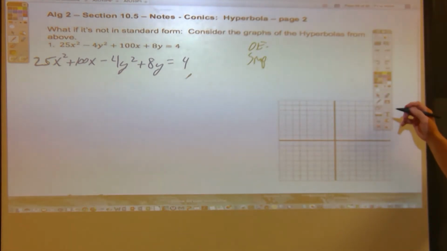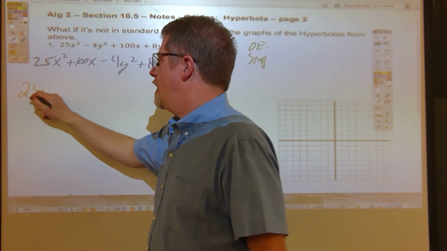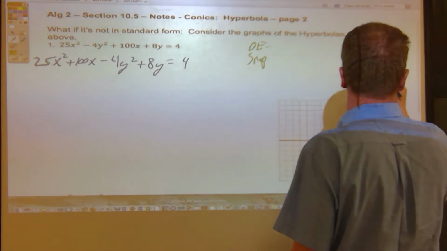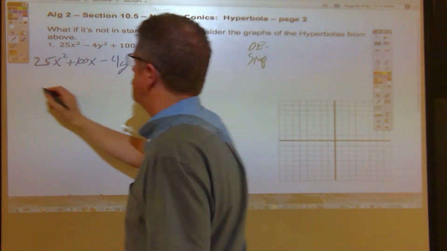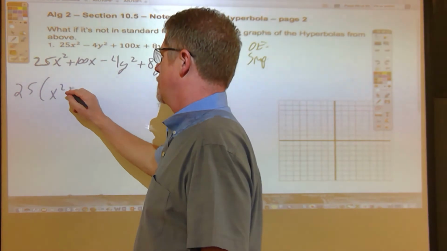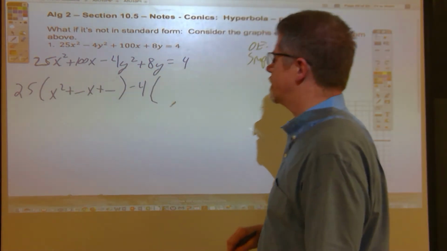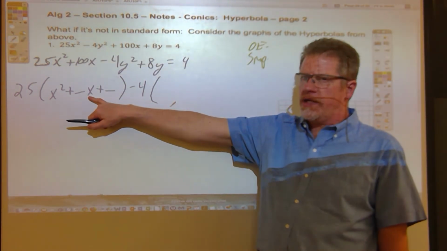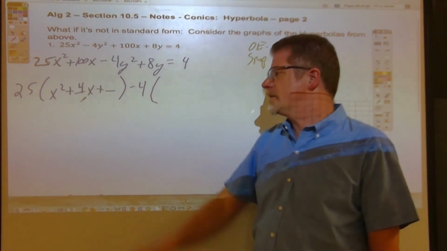And now we're going to set up the boxes after we factor out 25 and the -4. When you factor out the 25, what numbers are left in parentheses? It will be something x squared plus something x plus blank. We're also going to factor out a -4. But what number is going to go in this blank right here? Bethany, help me out. 4 is correct.